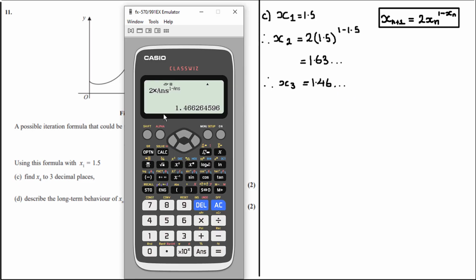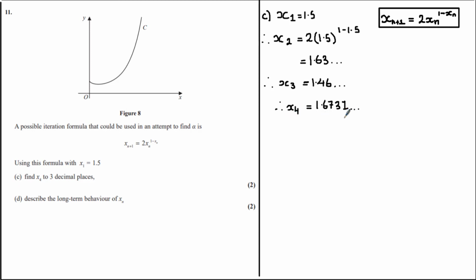And to get x sub 4, all we have to press is equals, as it's now going to take the most recent answer and substitute it in place of this value. So pressing equals, we get that the next value is 1.67 and so on, which is our x sub 4. Now we've been asked to round this to 3 decimal places, so therefore x sub 4 is equal to 1.673 rounded to 3 decimal places.